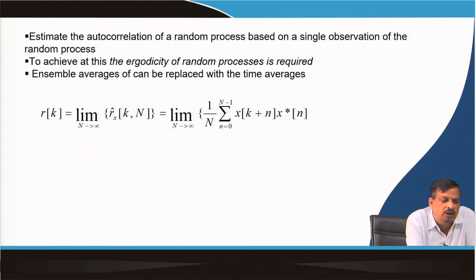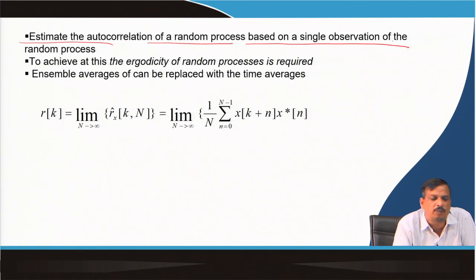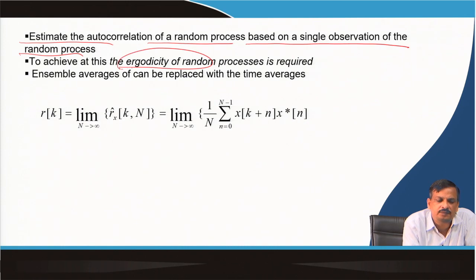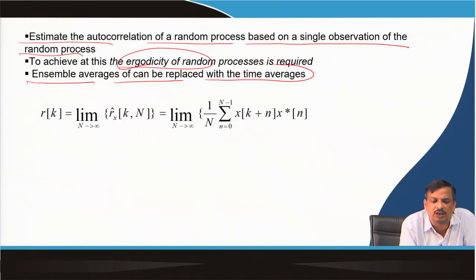So, what do we use? Estimate the autocorrelation of a random process based on a single observation of the random process. I have a single observation, and from there I have to estimate the autocorrelation. To achieve that, we use the ergodicity of the random process, which says that the ensemble average can be replaced with the time average.